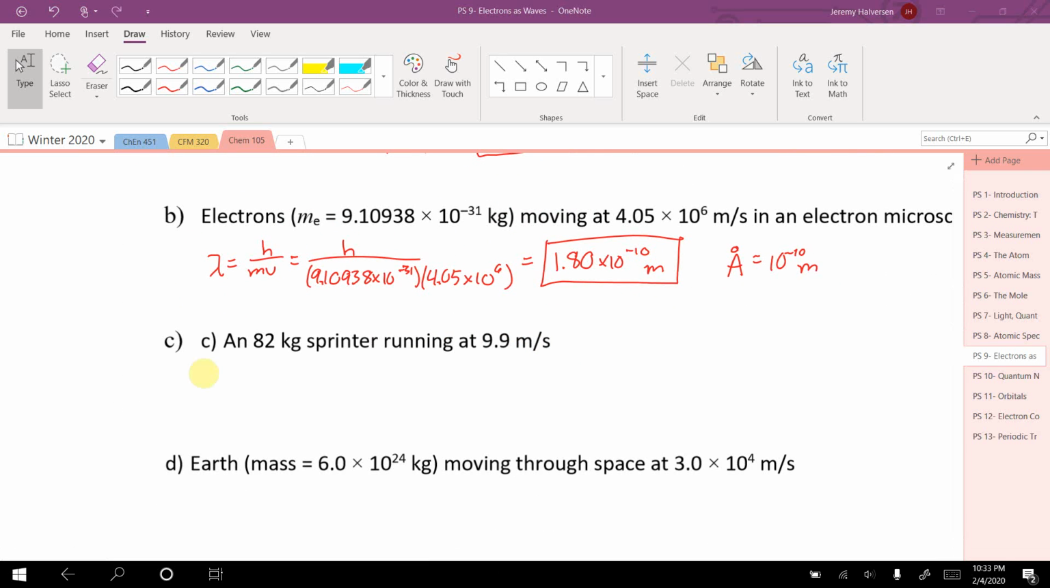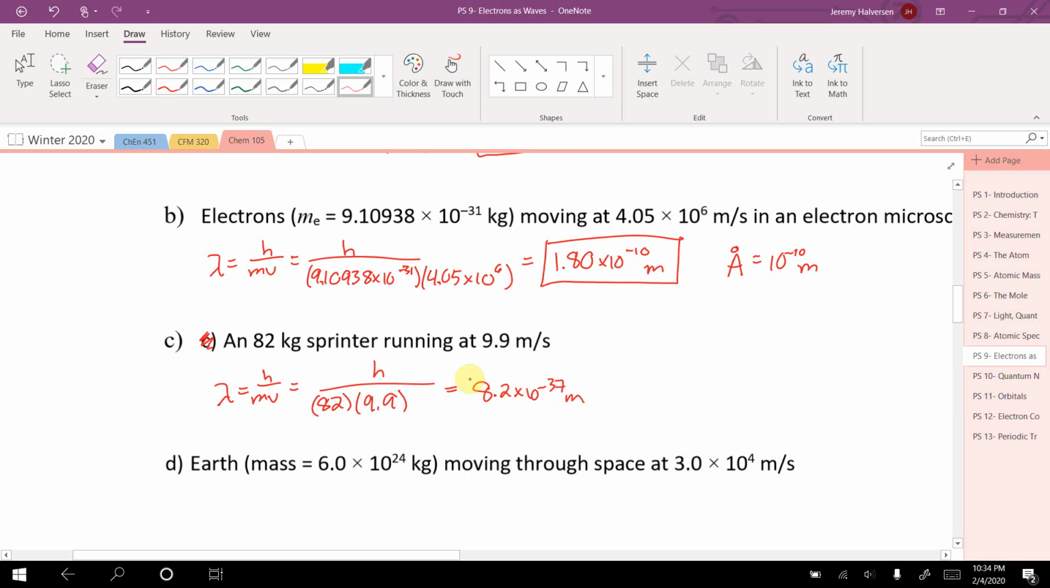All right, we've got an 82 kilogram sprinter running at 9.9 meters per second. And that's going to give us a wavelength of 8.22 times 10 to the negative 37 meters. Big sprinter means that their wavelength does not really matter, right? 10 to the negative 37.